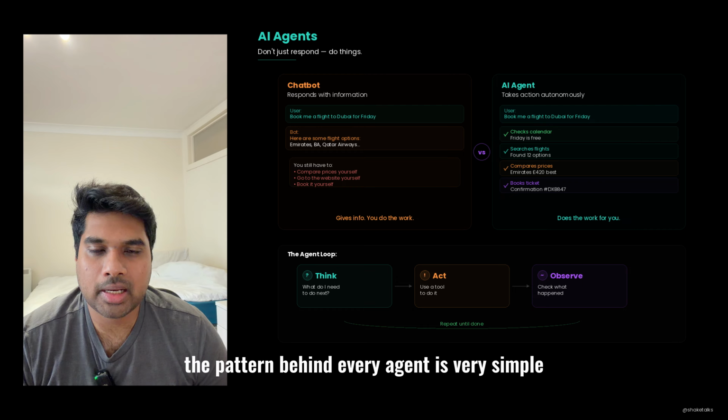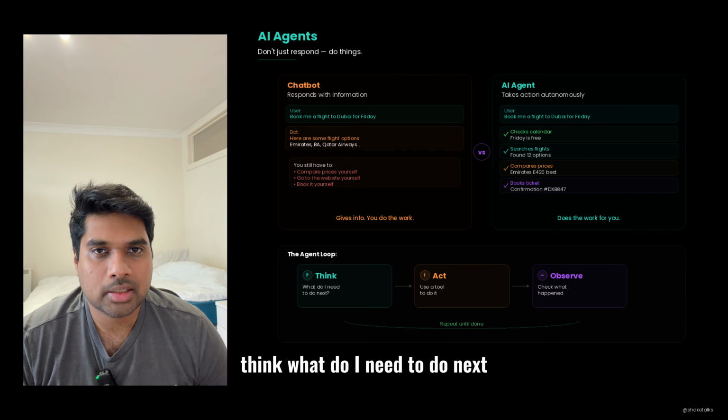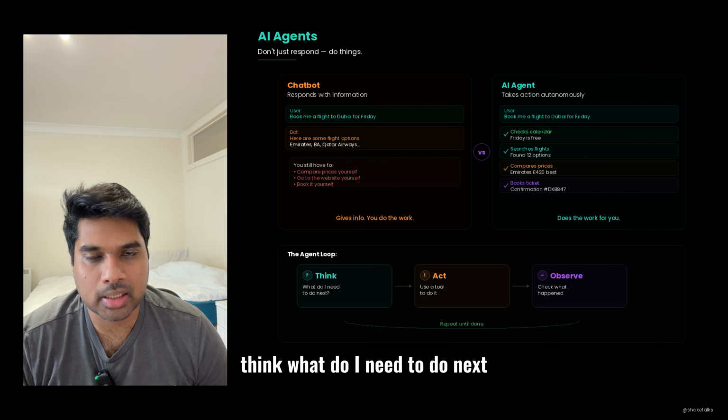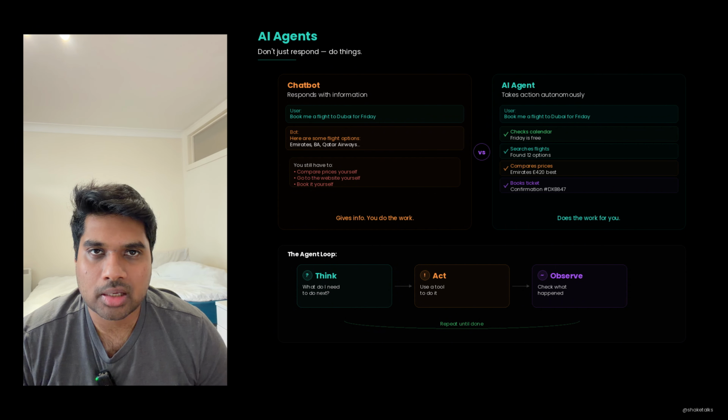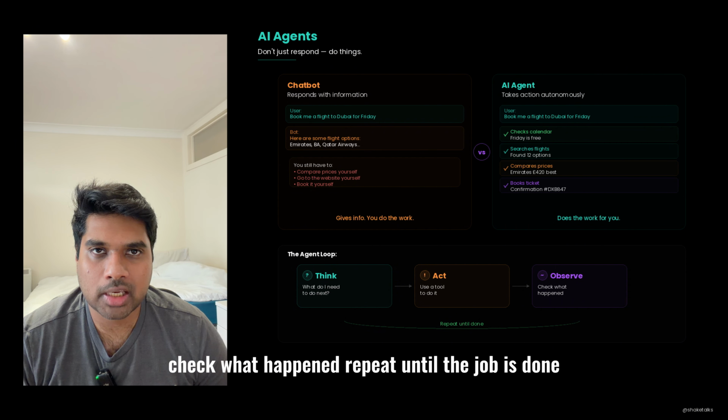The pattern behind every agent is very simple. Think: what do I need to do next? Act: use a tool to do it. Observe: check what happened. Repeat until the job is done.